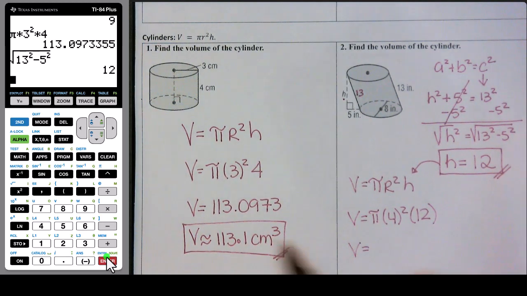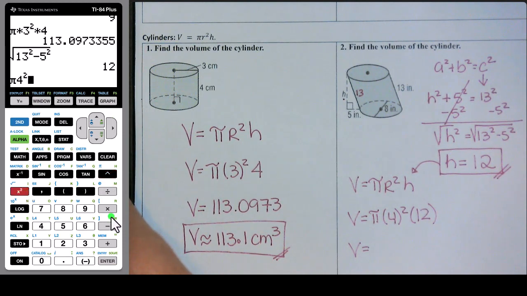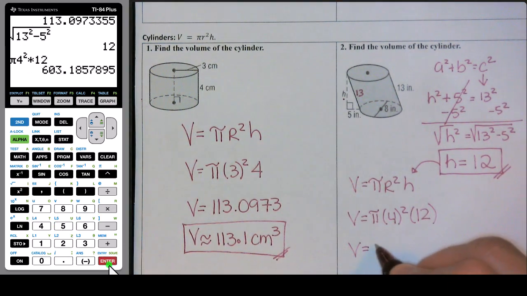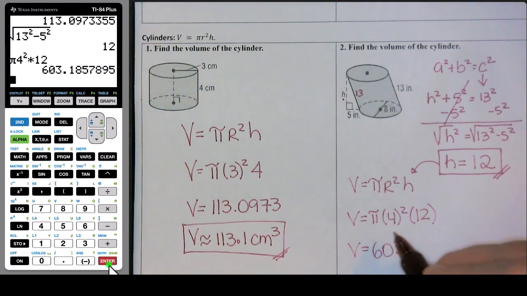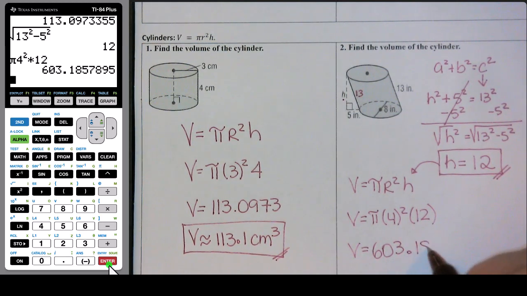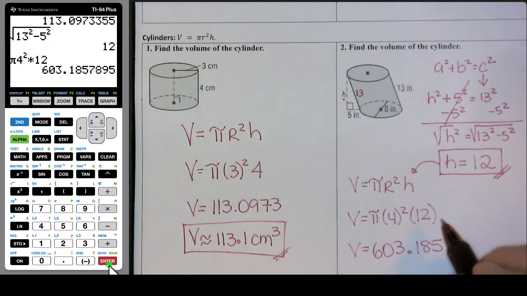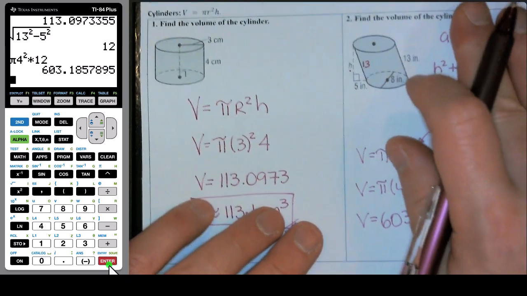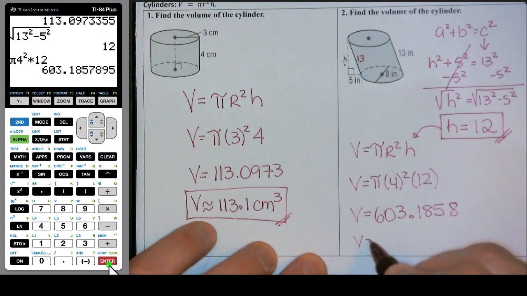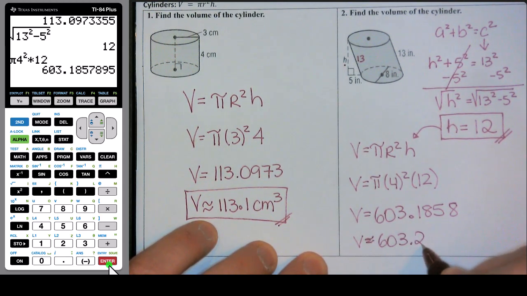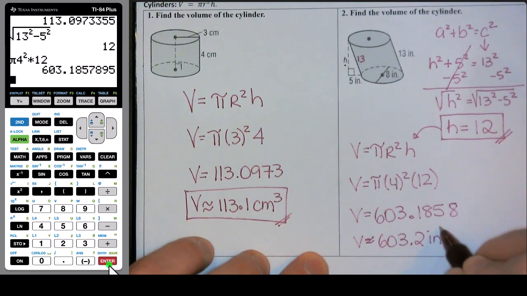And let's plug it in. Second pi times 4 squared times 12, and we get 603.1858. And if we're going to round to the nearest tenth, this would be 603.2 inches cubed.